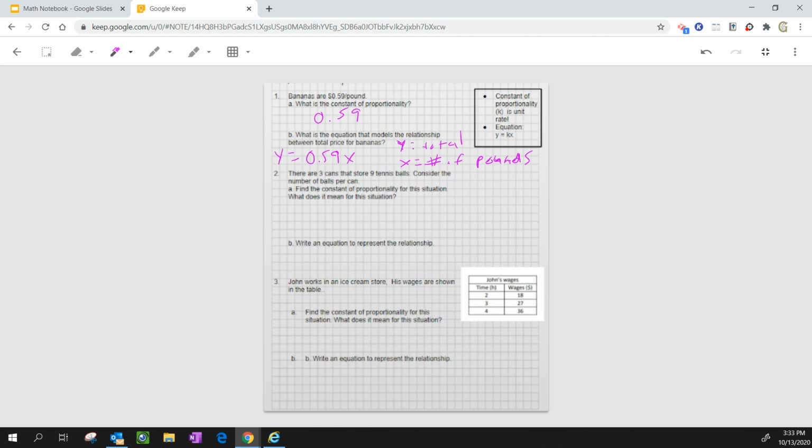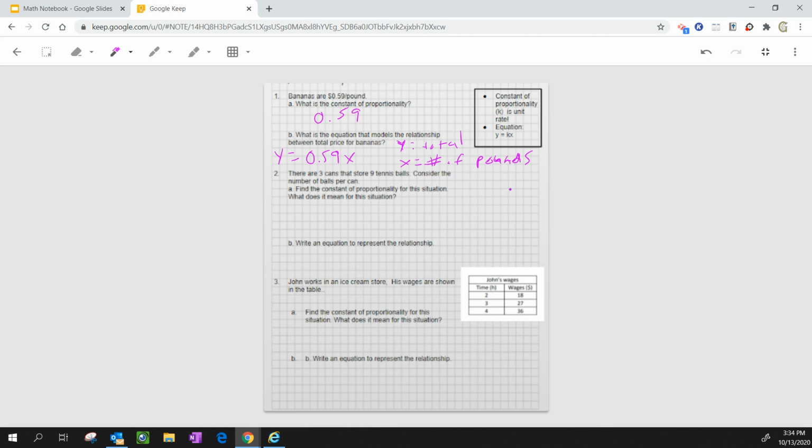Okay. The second question is the same idea. It's a situation that we need to find the constant of proportionality from, but this time it doesn't have a 1. It says there are 3 cans that store 9 tennis balls. So we're going to look at number of balls per can. First is to find the constant of proportionality. So that's finding the unit rate.